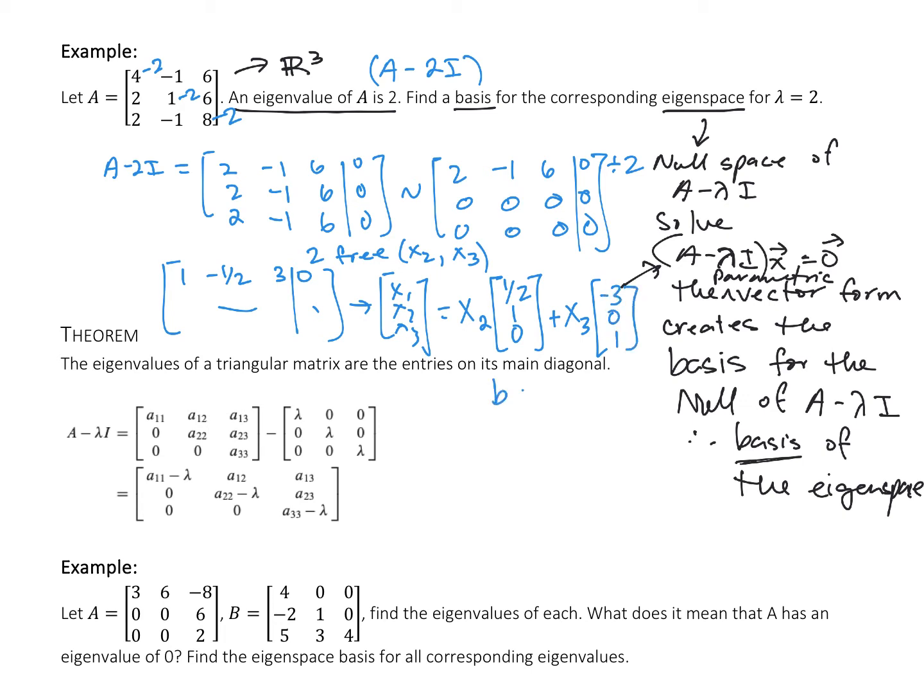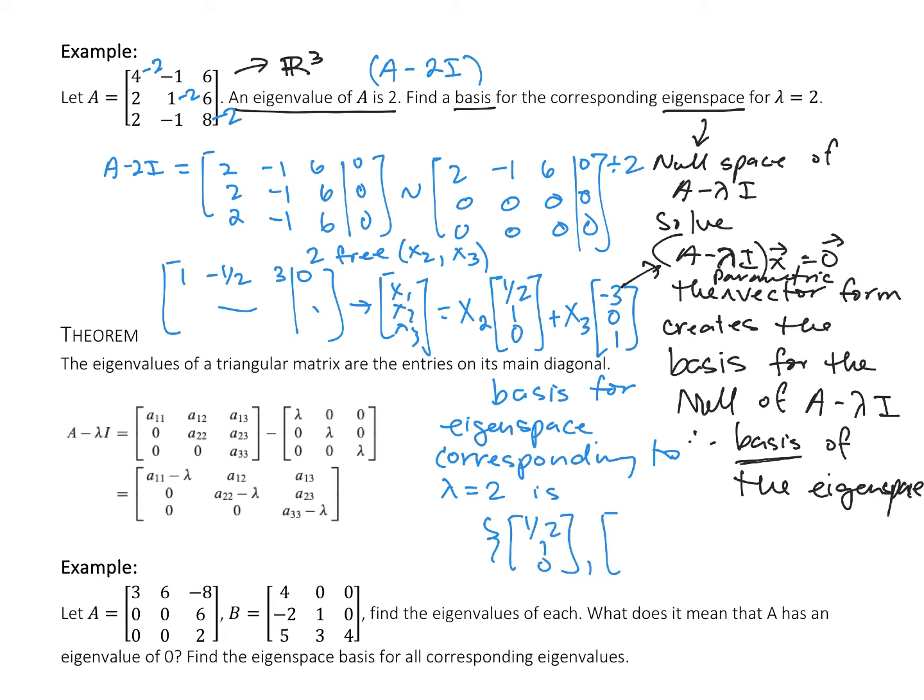So our basis for the eigenspace corresponding to lambda equals 2, or our eigenvalue of 2, is the set 1/2, 1, 0, and -3, 0, 1.